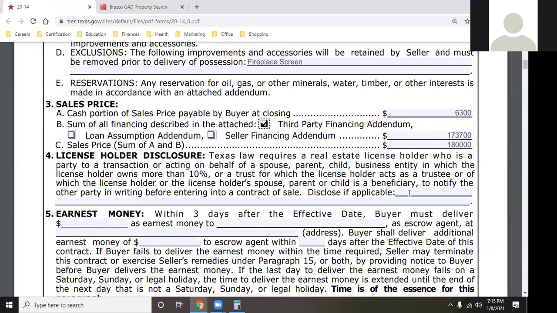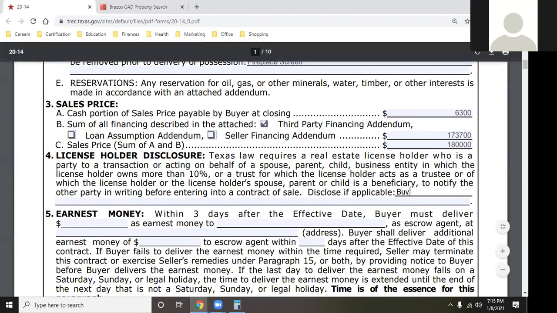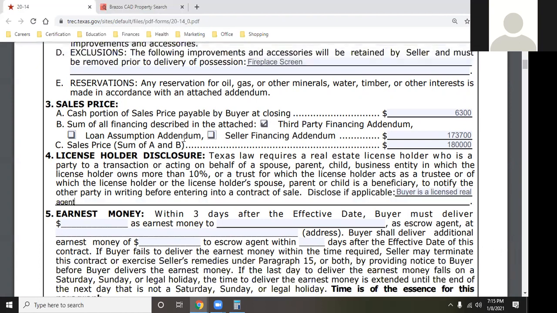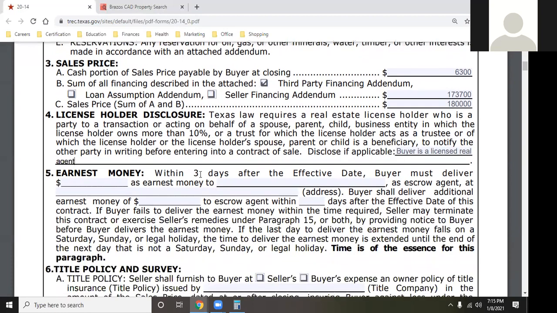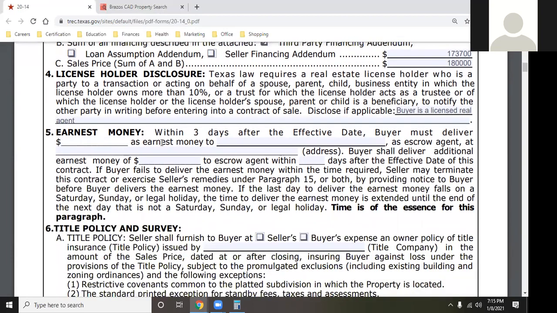Now, Mr. Grossman is a real estate agent and he's also the principal. So in this situation, buyer is a licensed real estate agent. Well, that's another thing I don't like about typing on here, because it doesn't keep going through like normal. Okay, he has to disclose that. Then we come down here to earnest money, and what did we say yesterday?